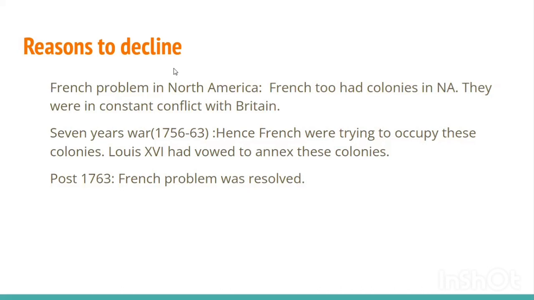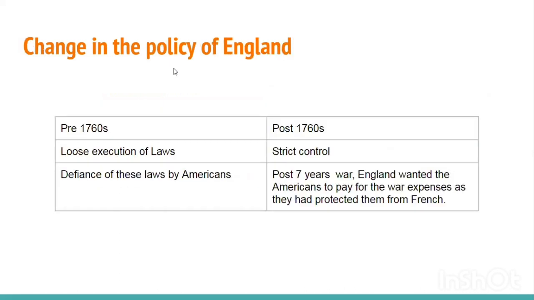So by 1763, this Seven Years' War came to an end. The French were defeated and the French problem was resolved. So now the colonies, after 1763, were free. Now only one enemy was there, Great Britain. So now they decided, now we'll focus on Great Britain. We had seen that there was a change in policy of Great Britain.